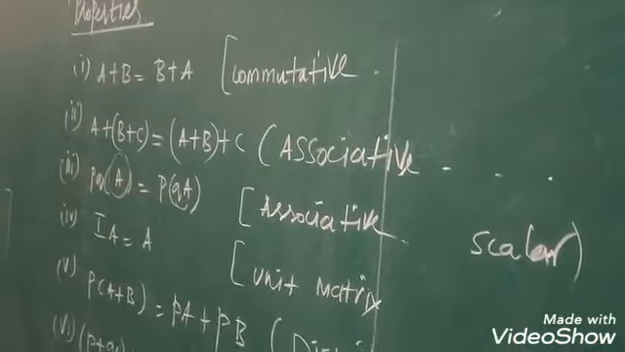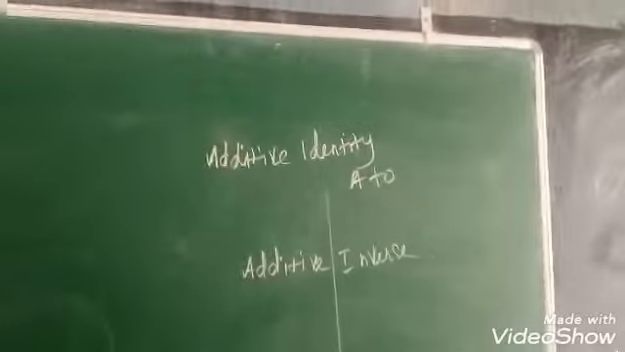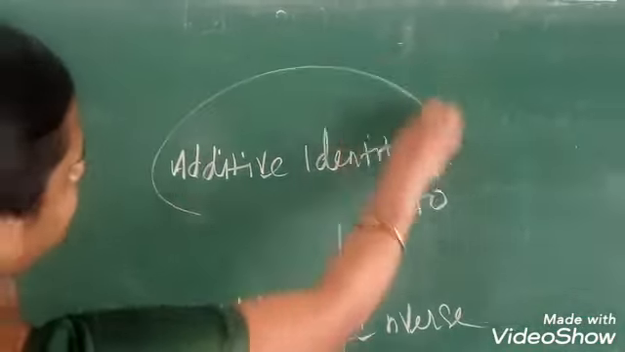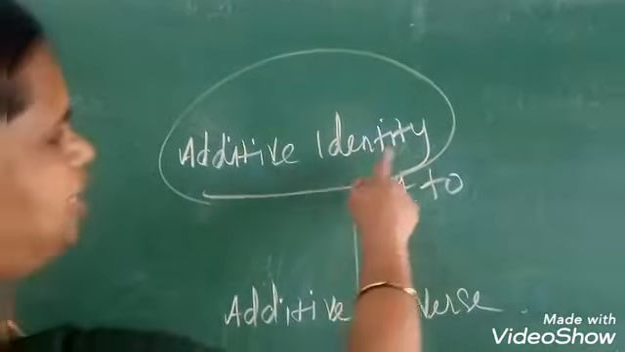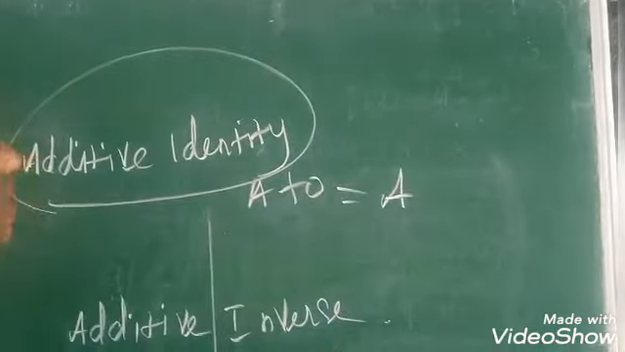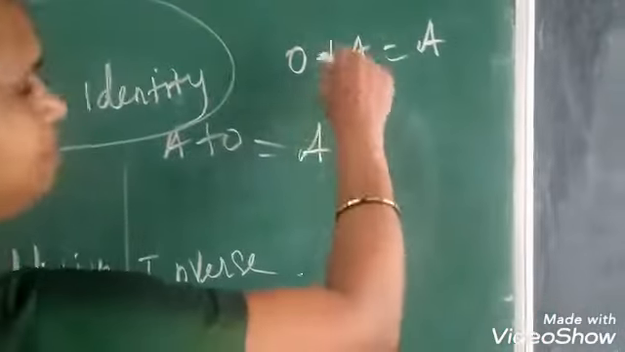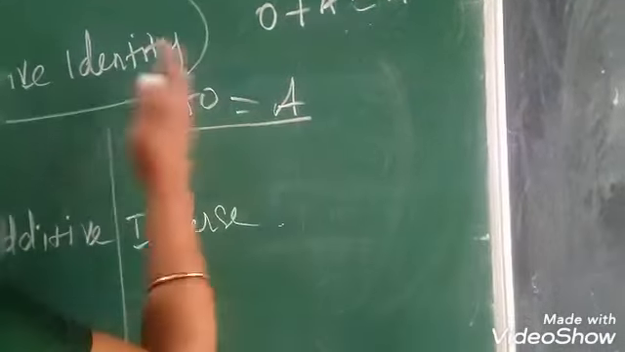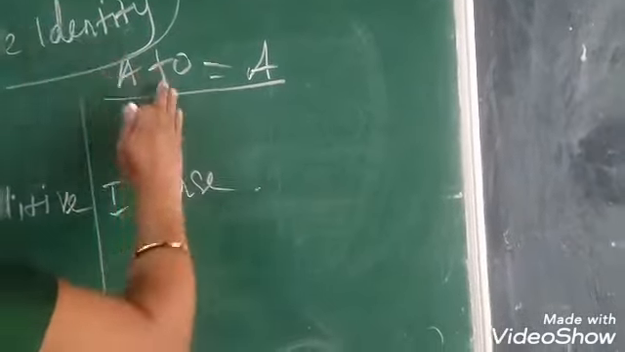Okay girls, let us see the exercise. In the earlier classes you studied additive identity. What is the meaning of additive identity? This is also a special property, girls. If you add 0 to a matrix, you will get the same matrix. The matrix should not change when you add the zero matrix or null matrix. This is called additive identity.